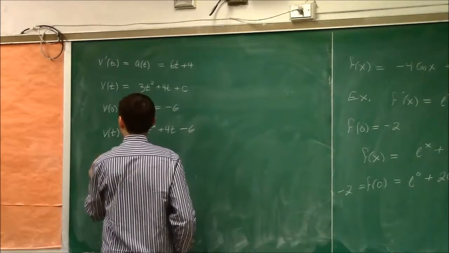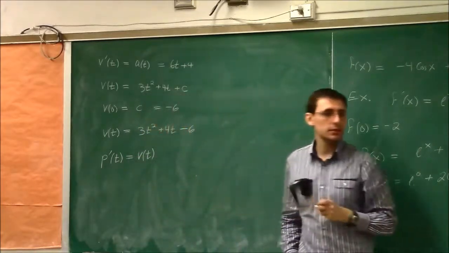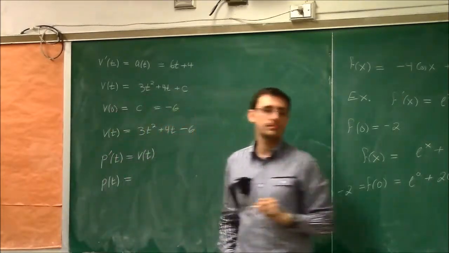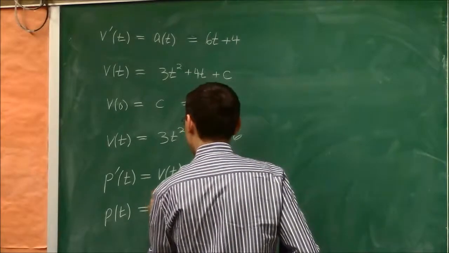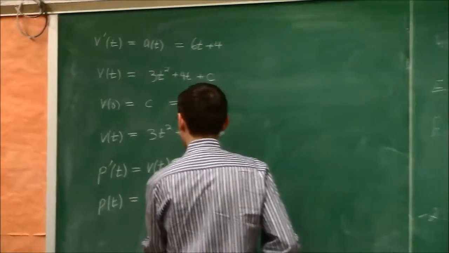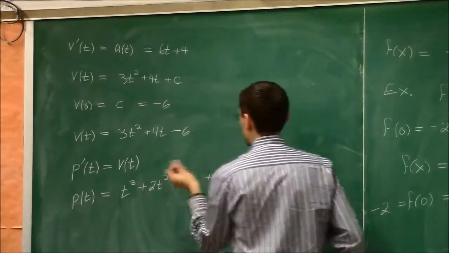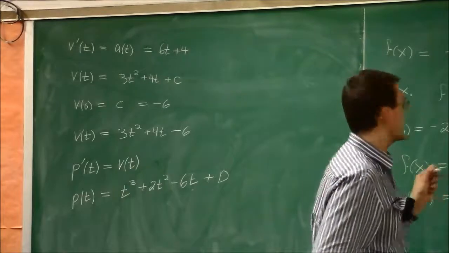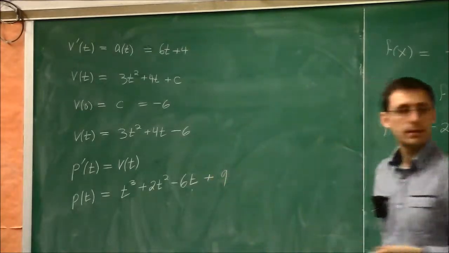Now, what is position? The derivative of position is the velocity, right? So we'll go again. So what's position? t to the third plus 2t squared minus 6t plus a constant. I used c, let me use d, I guess. So plus a constant d. And what do I know? I know that at 0 it's 9, right? So what's d? d is 9, without spending too much time on this. And we have it.